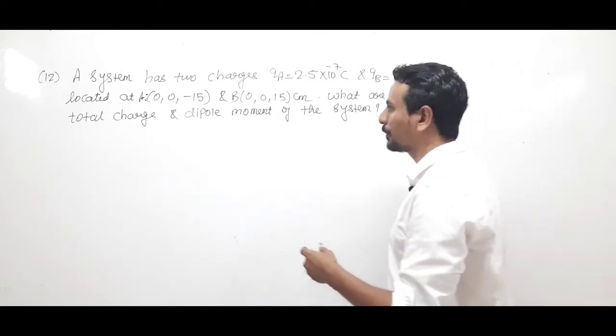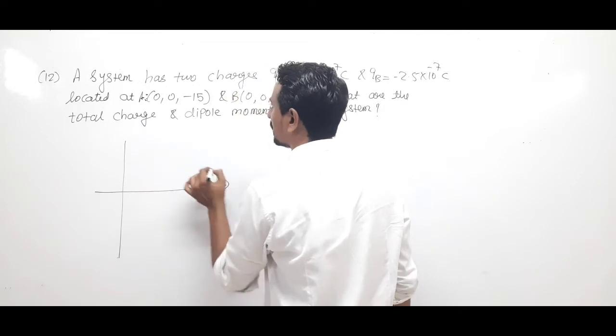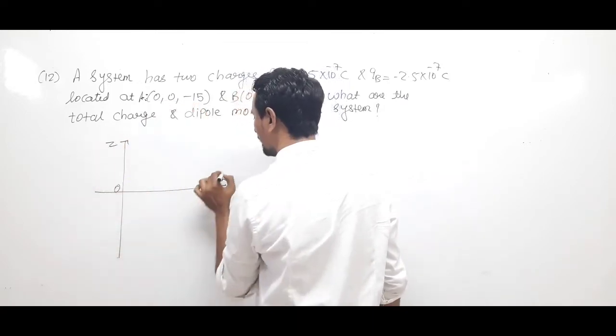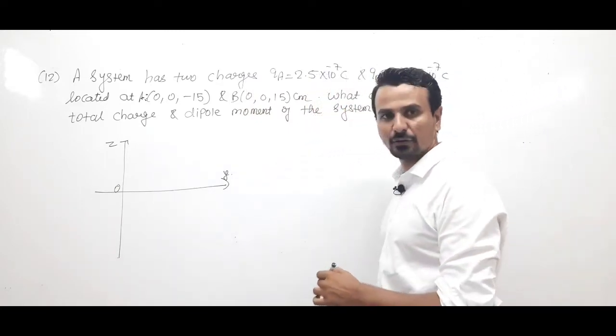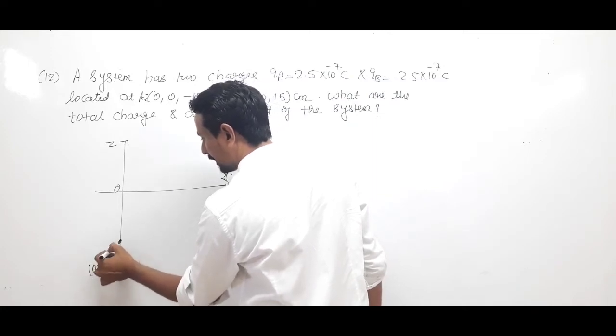Okay, and dipole moment. See, let us say the coordinates are x, y, z. So let us say this as z, this as y. Okay. So first charge is located at 0, 0, minus 15. So somewhere over here. This is 0, 0, minus 15.